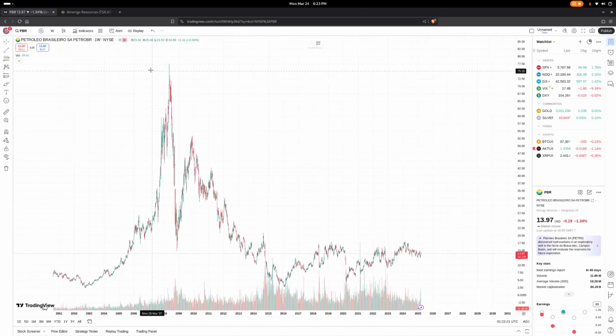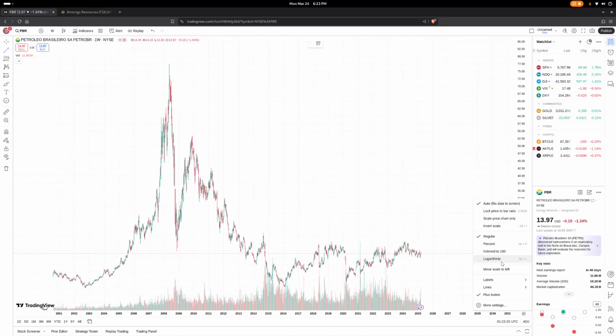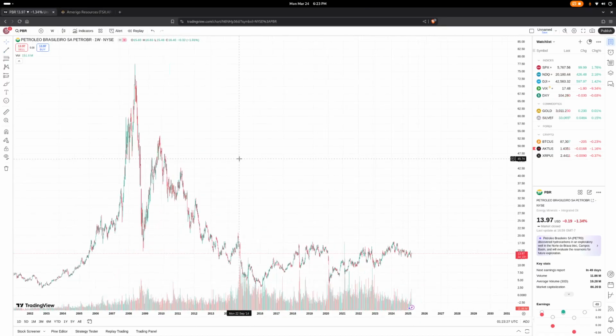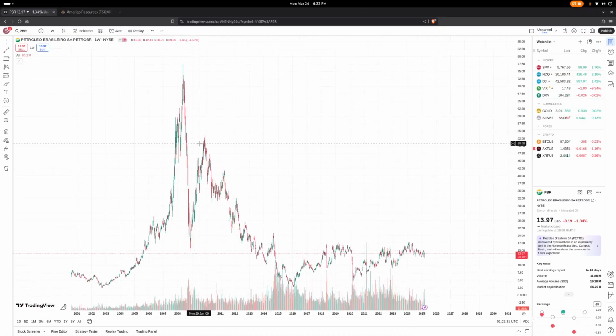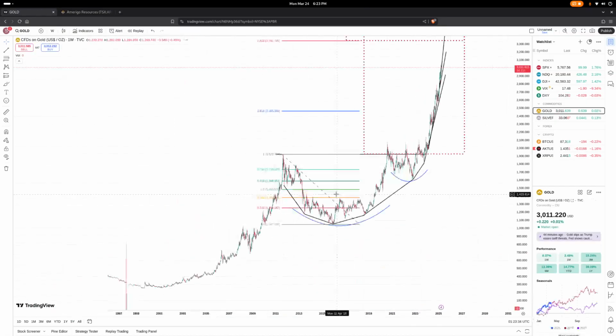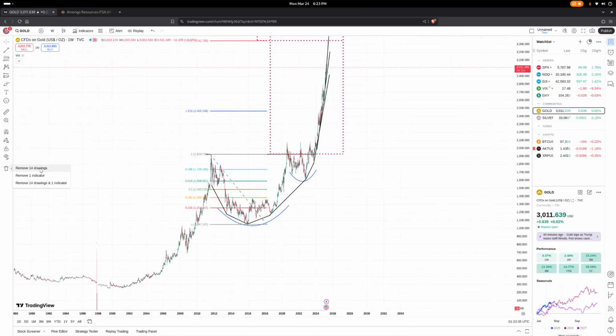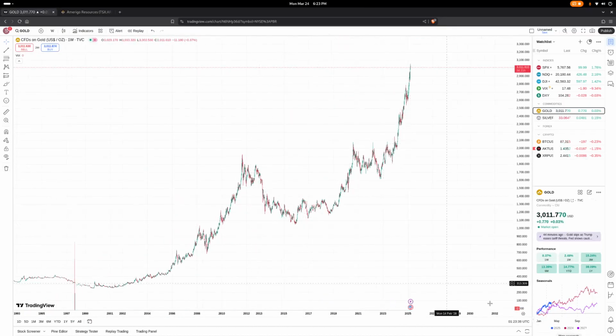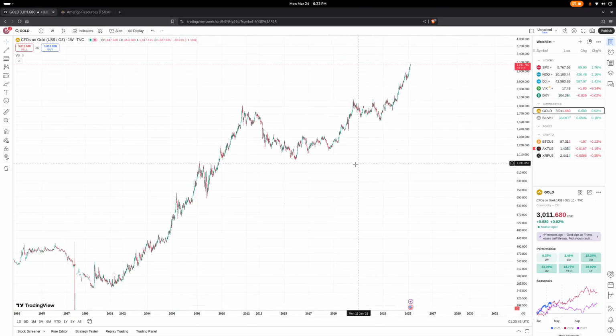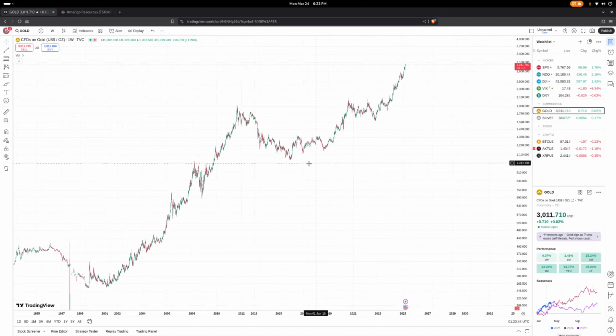If I take a look here, you always use logarithmic on the long time frames too. It gives you more of a normalized chart, because otherwise the scale is going to mess with what you can see. So let's take a look here. This is an easy one with gold. Here we go.